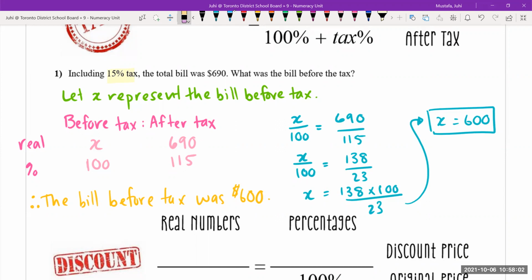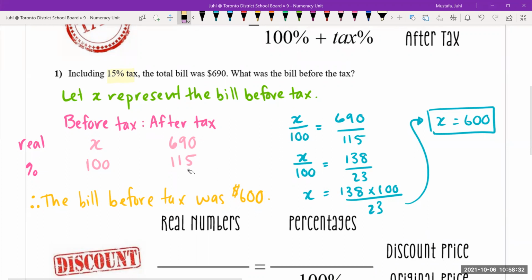Yeah. So just to recap, whenever you're doing tax questions, you're going to have before tax and after tax, real numbers and percent. If you set it up like this, you will always get the numbers right. Then your percentages will go at the bottom. Before tax, your percent is always 100%. After tax, your percent will be whatever the tax rate is plus 100. So in this case, if it's 15% tax, it'll be 115. Then you set it up, and then you set up your proportion, multiply, and divide.